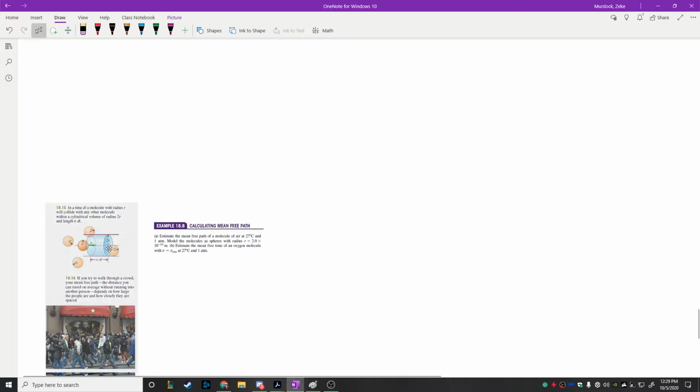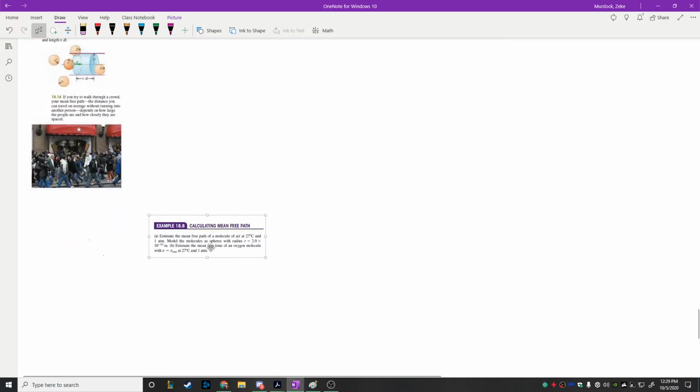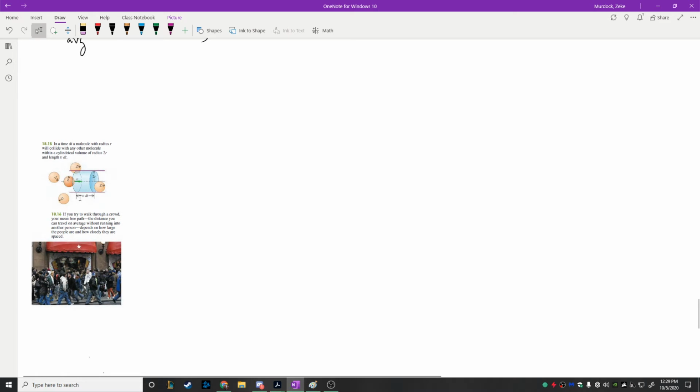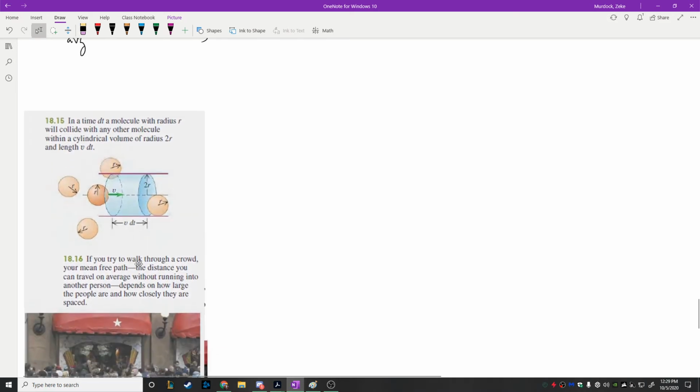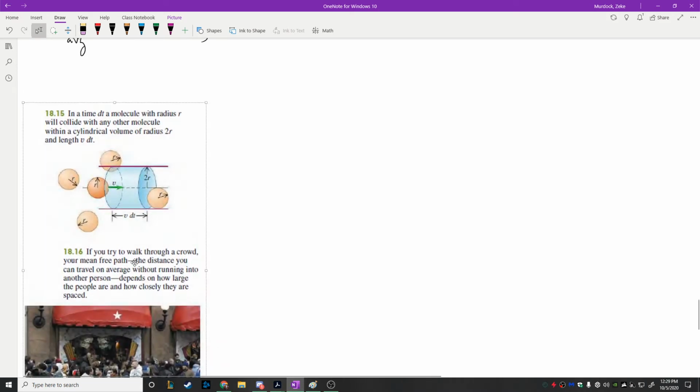All right, so the final topic is what's called mean free path. That's what we want to talk about. Okay, so the goal here is to get an idea of how far a gas molecule can travel before it interacts with, before it hits another molecule.